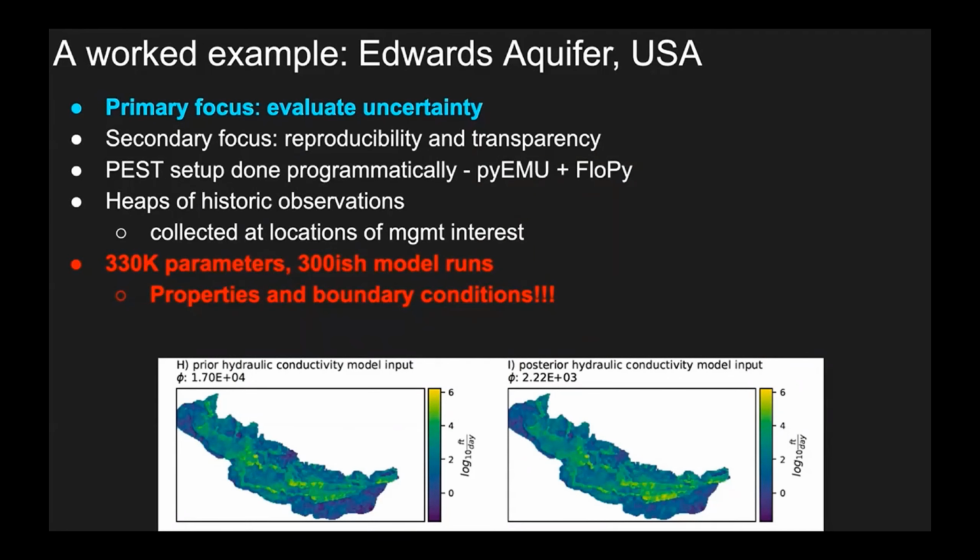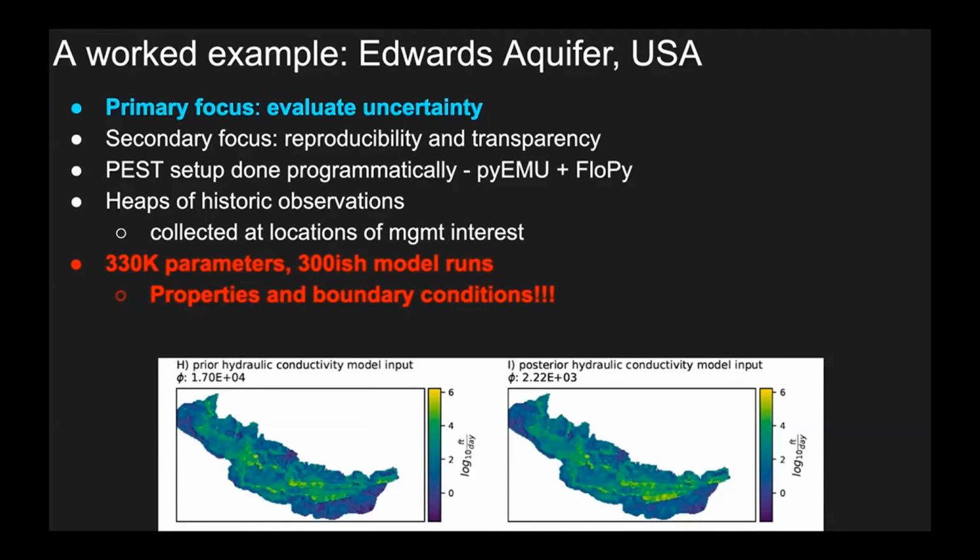So the primary focus of this work was again to evaluate the uncertainty in the important simulated outcomes under drought conditions. But the secondary focus, for the nerdy scientists who were involved, was to demonstrate how we can use these ensemble methods in really high dimensions, but in reproducible and transparent ways. And the way we did that was we constructed our PEST interface around this existing model in a programmatic way using Python and pyEMU and FloPy.